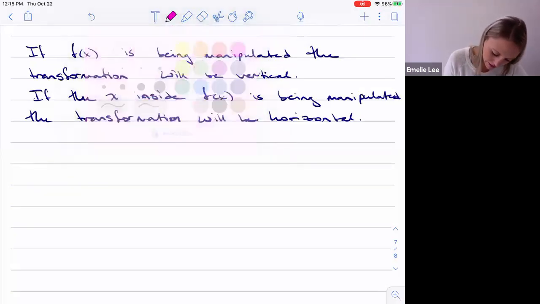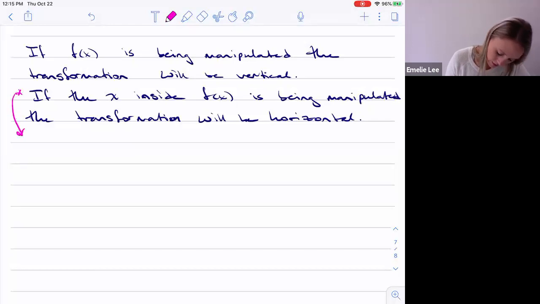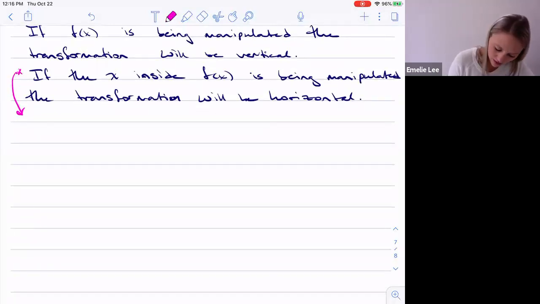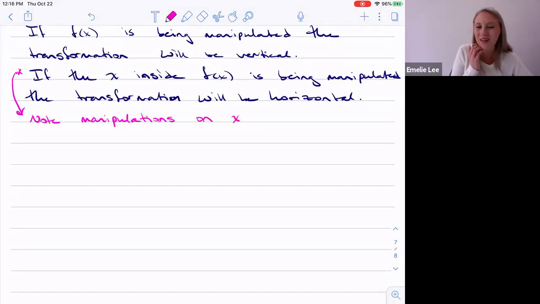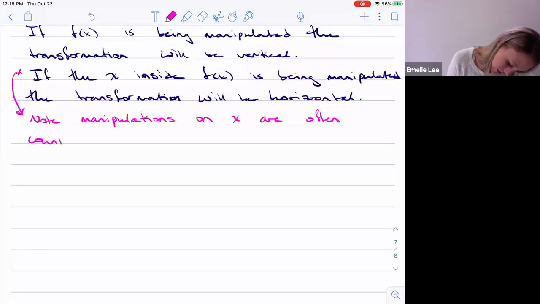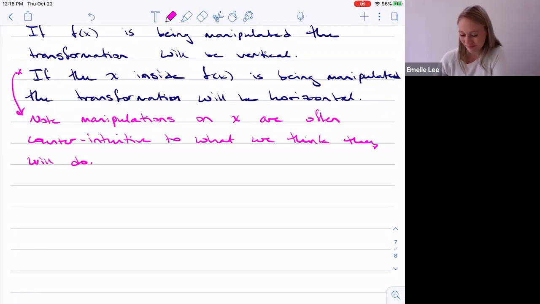One thing to note here, at least for me, manipulations on x are often counterintuitive to what we think they will do.